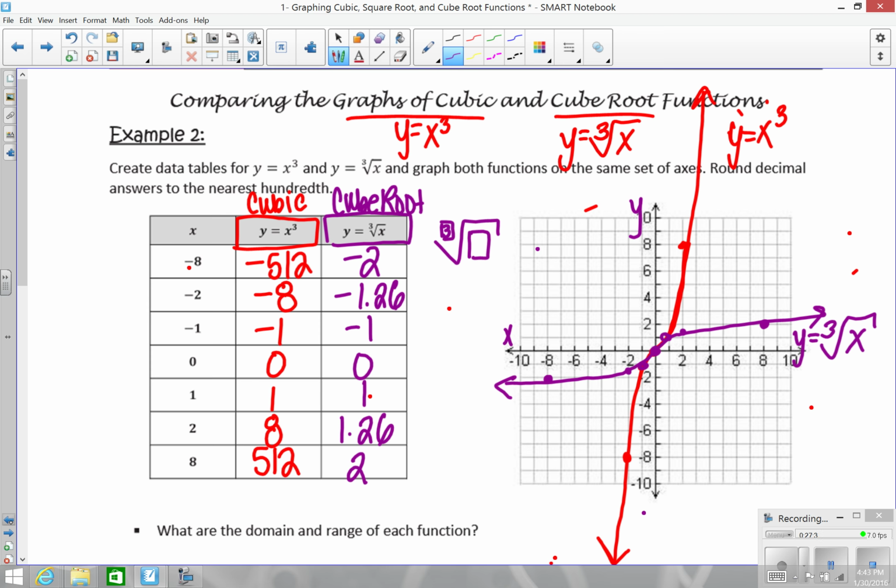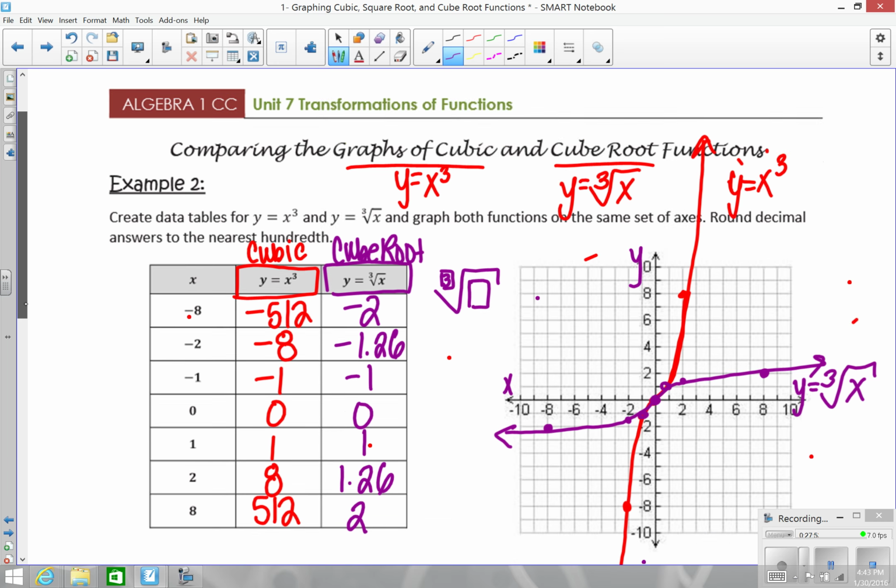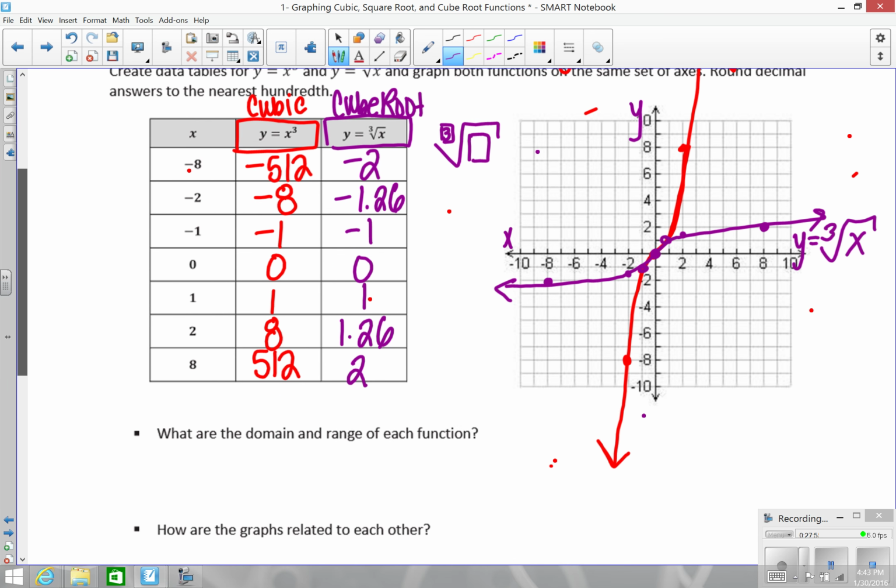Same thing with this last page. If you were to fold along this diagonal right here, the line y equals x, this portion would match up with this. We don't map this section of the graph because then it wouldn't be a function anymore, and we can't ever have negative values when you square root something. So that's an important idea, and like I said earlier, you'll learn more about that when you get to Algebra 2.